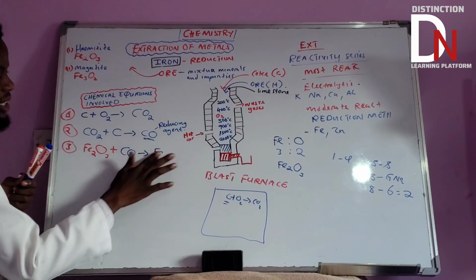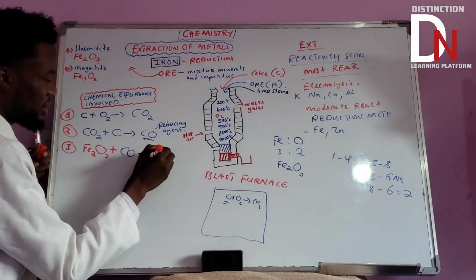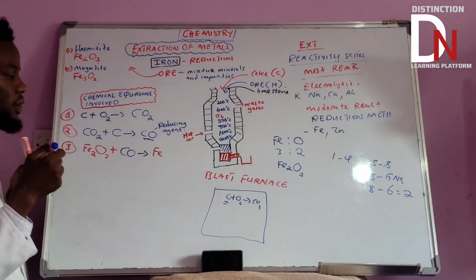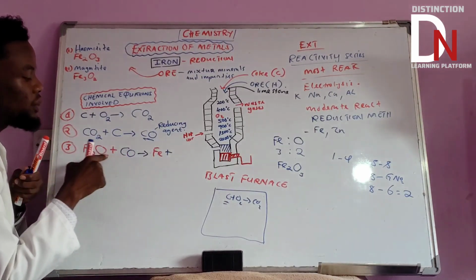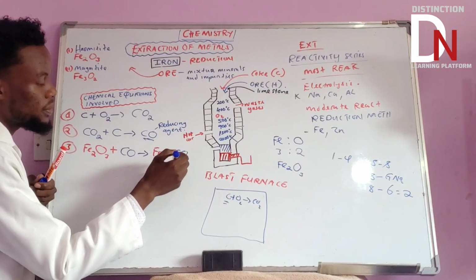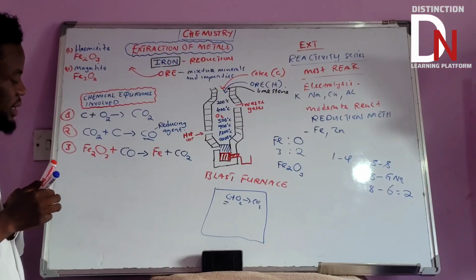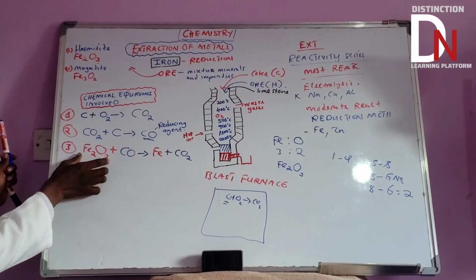So this iron is going to be left alone. Let us use something important, okay, let us use Fe. Then we're going to have this carbon reacting with oxygen to form carbon dioxide. Okay, carbon dioxide, like that. So this is the most important equation, this one.